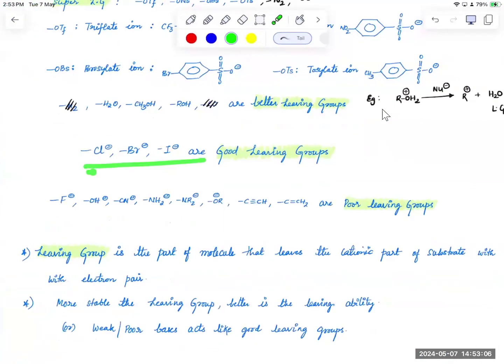Next, check out this one. Cl minus, Br minus, and I minus. They are relatively okay leaving groups. Okay, they are good leaving groups.